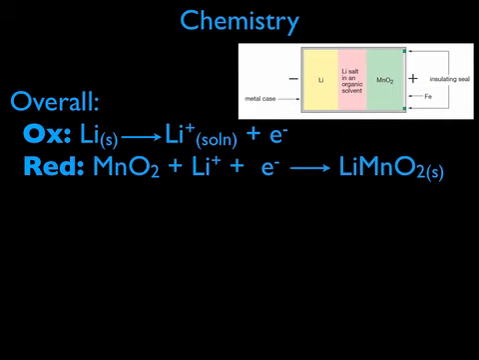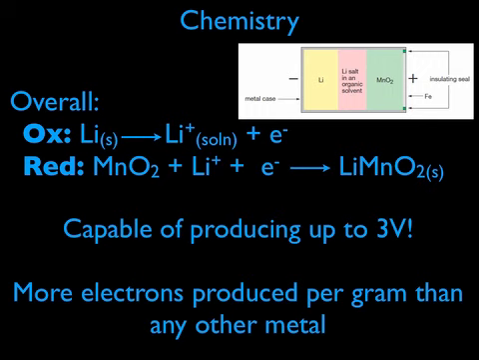Oxidation: lithium forms lithium ions in an organic solvent plus an electron, and manganese oxide is reduced to lithium manganese oxide as the oxidation state of manganese goes from 4+ to 3+. Now, this reaction is capable of producing 3 volts of power, and this means that there are more electrons produced per gram of lithium than any other metal, which means it's the best cell we have to date.